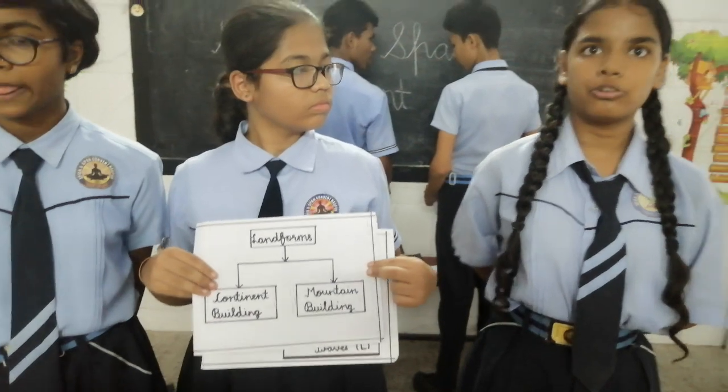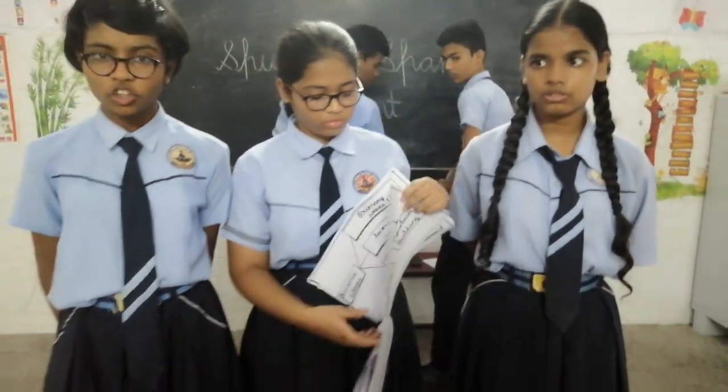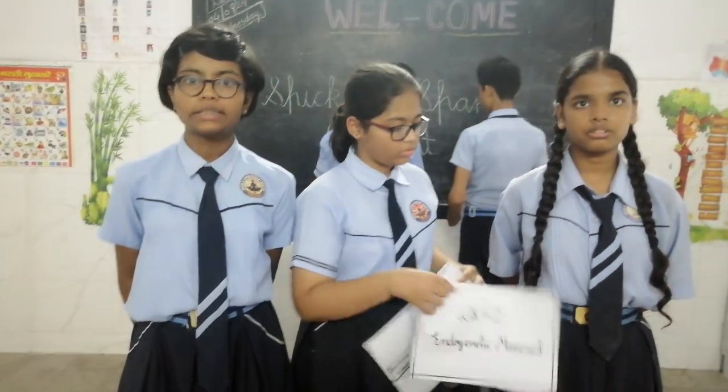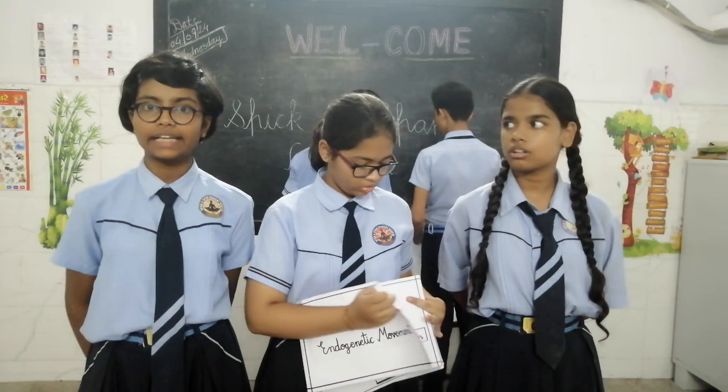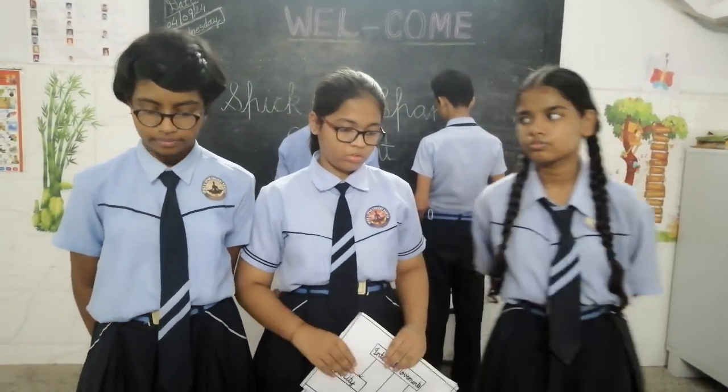So first we will learn about velocity, slow movements. So let's start. Slow movements are of two types. One is mountain building, orogeny, and second is continent building, epeirogeny. So let's learn about it.